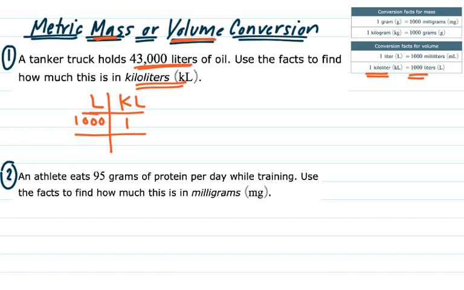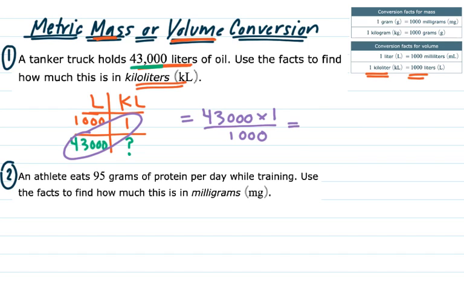Now let's look at our specific example here. We know we have 43,000 liters. And we want to know what is that equivalent to in kiloliters. So again, the missing piece of information, we just cross multiply to find it. 43,000 times 1 over 1,000. That's going to equal 43 kiloliters.